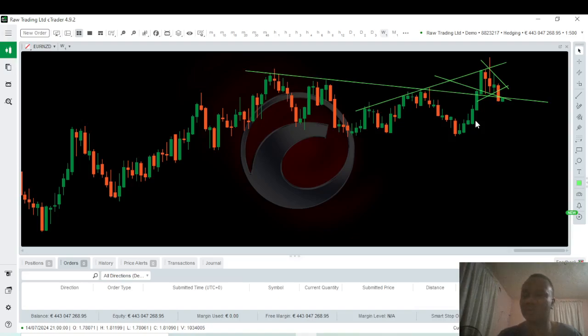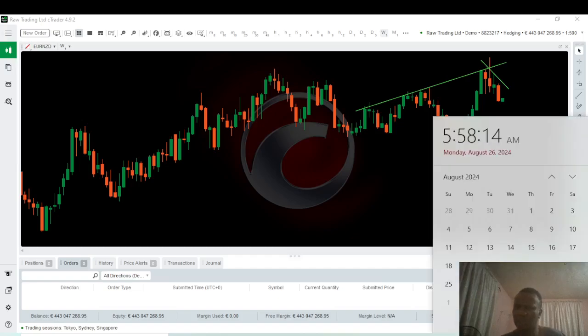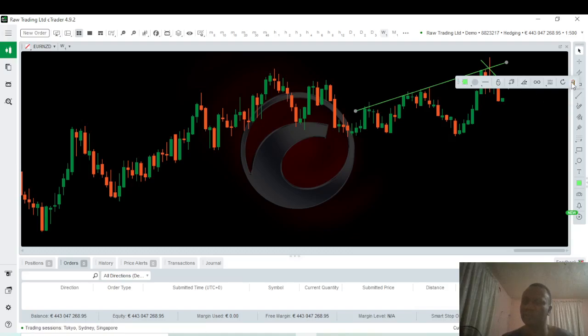This morning I'm supposed to check this trade on Euro NZD because it happens to be the best pair this morning. So let me start by removing every trend line I have here. This is supposed to be our trade this morning. Today is the 26th day of August 2024. So Euro NZD seems to be the best trade this morning.